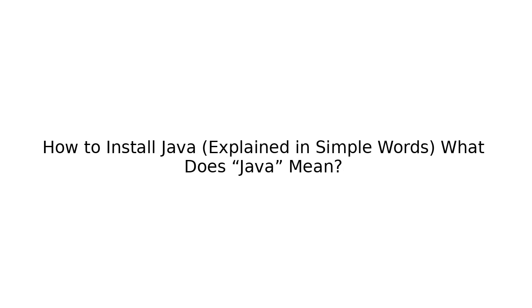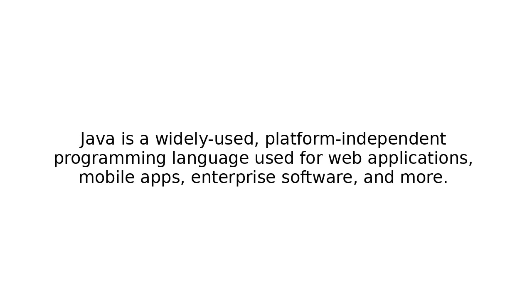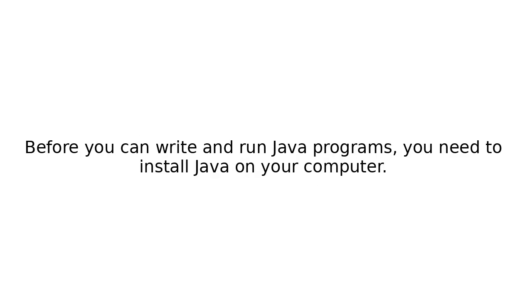How to install Java. Explained in simple words. What does Java mean? Java is a widely used, platform-independent programming language used for web applications, mobile apps, enterprise software, and more. Before you can write and run Java programs, you need to install Java on your computer.